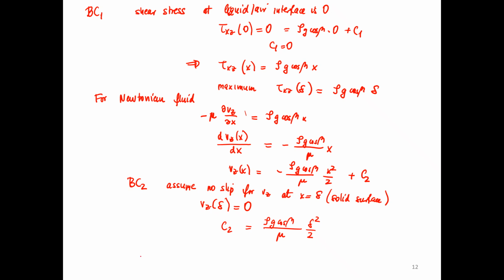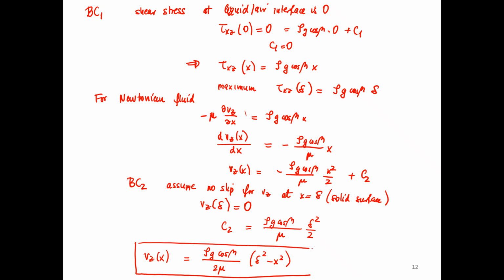And that gives me Vz of x, which is rho g cosine beta over 2 mu, delta squared minus x squared. This is what we call a parabolic profile.